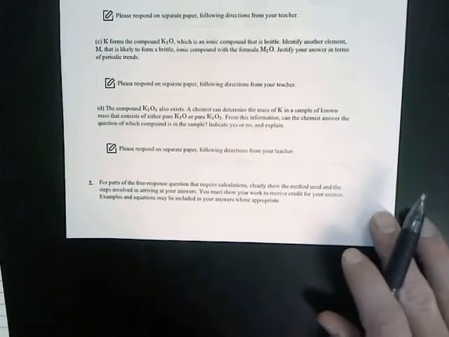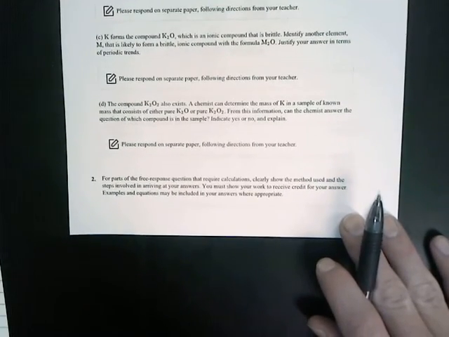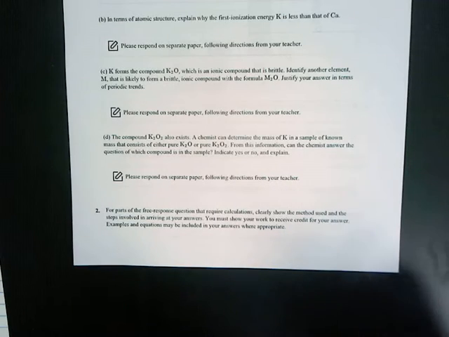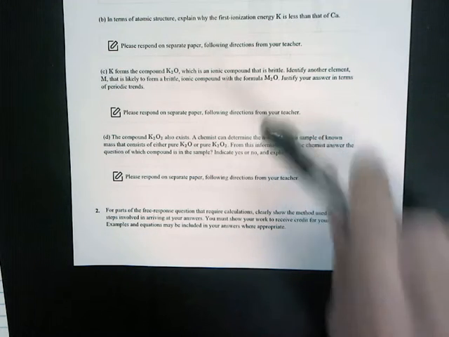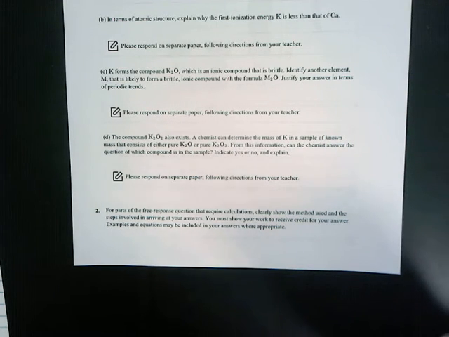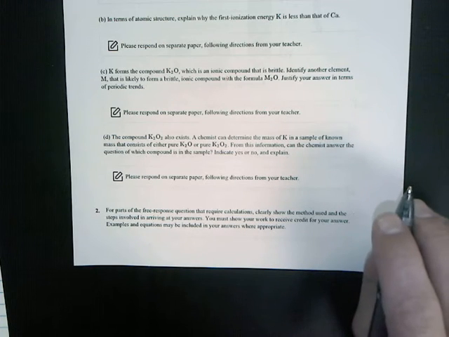All right, so let's go ahead and look at part C. Part C says, potassium forms the compound K2O, which has the ionic properties that are brittle. Identify another element M that is likely to form a brittle ionic compound with the formula M2O. Justify your answer in terms of periodic trends.